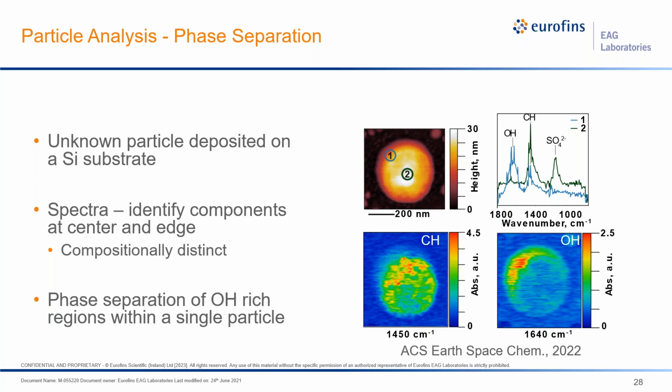And if we then go back and take these peaks and map them out, what we find is that across the whole particle, we see these CH groups as indicated by the 1450 wave number map, but the water is most concentrated in the very edge of this particle. So we can look at the distribution of specific functional groups even within single particles to figure out, is it homogeneous, is it phase separated? Questions like these can be readily answered with nanoIR.